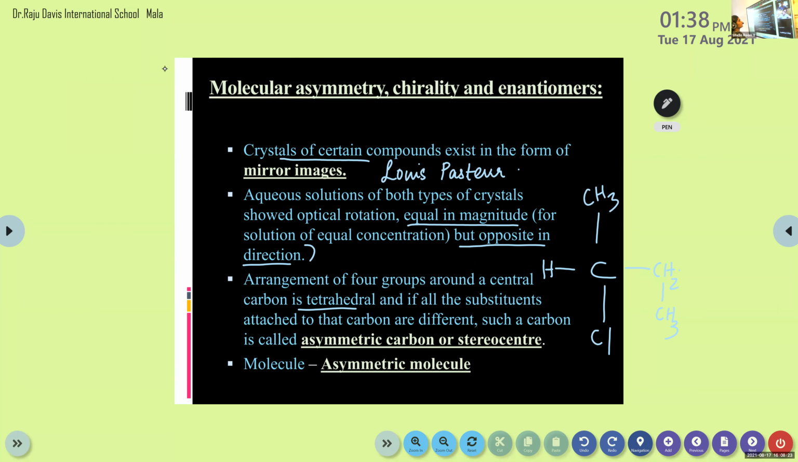Dia, can you please read the points? Crystals of certain compounds exist in the form of mirror images. Aqueous solutions of both types of crystals showed optical rotation equal in magnitude but opposite in direction. Arrangement of 4 groups around a central carbon is tetrahedral, and if all the substituents attached to the carbon are different, such a carbon is called asymmetric carbon or stereocenter. Asymmetric molecule. Yeah. Have you completed? Yes, okay.